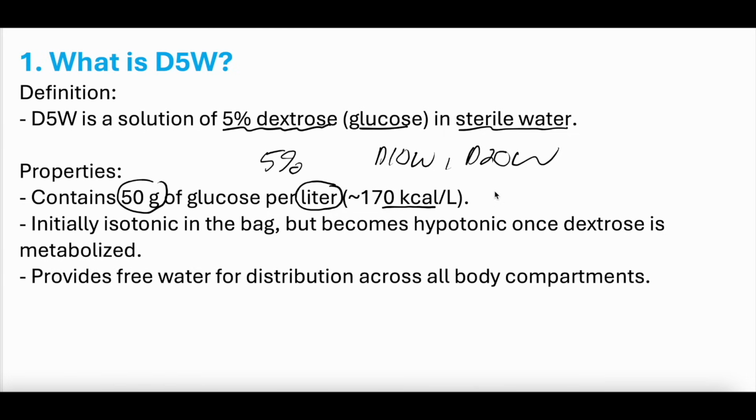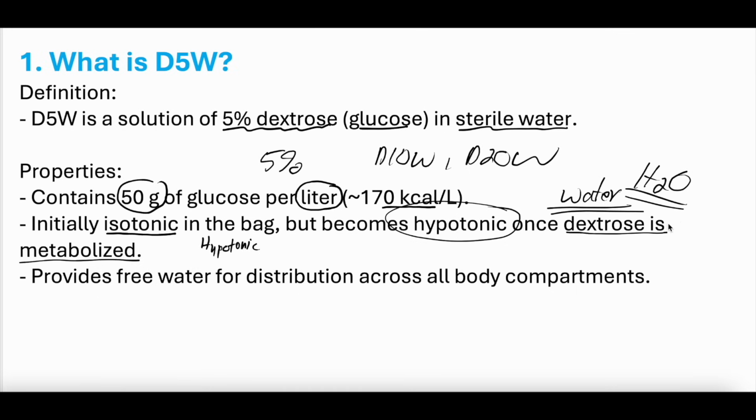So this is not a lot of calories, but it is a little bit of calories. It is initially isotonic. So you're saying, what? You already said it's hypotonic. Now you're saying it's isotonic? But that is because the glucose in it, when it first goes into the vein, makes it isotonic. But that dextrose is quickly metabolized when you have insulin circulating, and then the solution becomes hypotonic because what's left is literally sterile water, free water, H2O, high quality H2O.